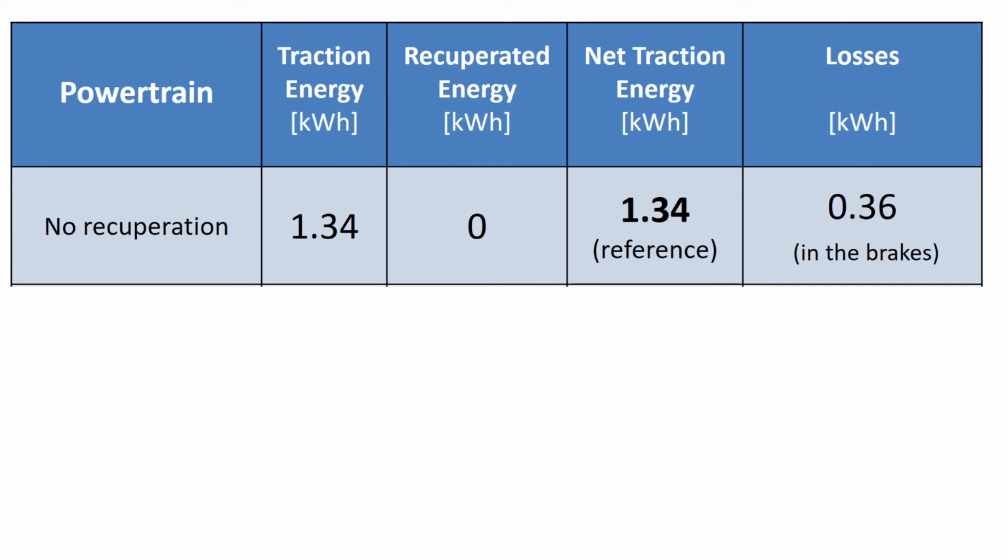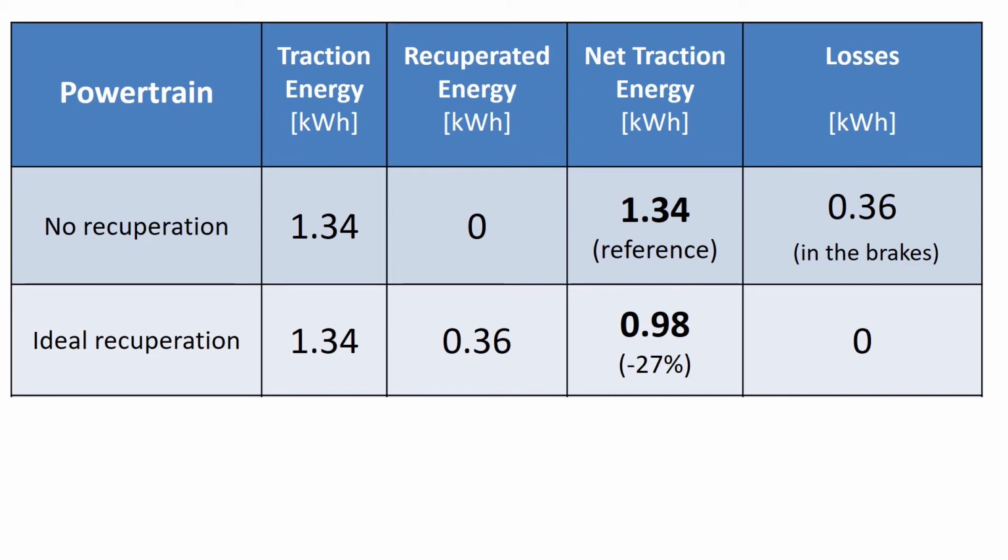Based on the energy in traction mode and braking mode, it is possible to determine roughly how energy consuming a driving cycle is. First, we analyze a powertrain which cannot recuperate any brake energy, like a conventional combustion engine powertrain. The required energy in traction mode is 1.34 kilowatt-hours. No energy is recuperated, so the net energy required for traction is 1.34 kilowatt-hours. All the 0.36 kilowatt-hours of energy in braking mode will in this case become losses in the brakes.